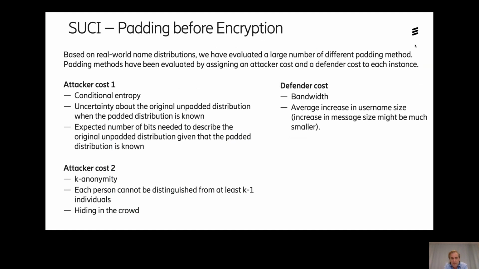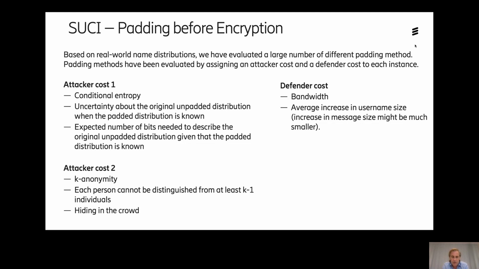To compare different padding methods, we assign cost both to the attacker and the defender. The defender cost is bandwidth, or more precisely, the average increase in username size, calculated over the whole set.